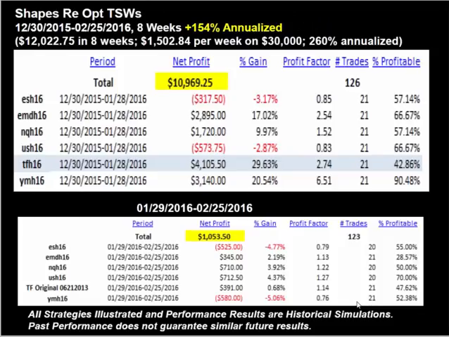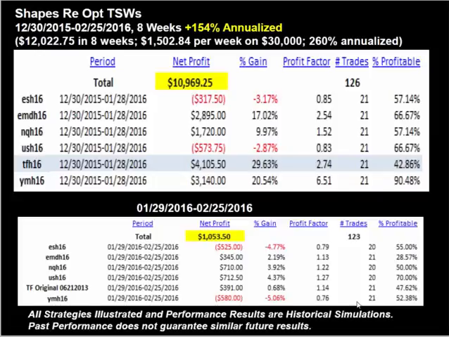Now, if you look at the shapes as a group, these are the ones we optimize monthly, with the exception of the Russell, which is one of the best shapes that we have, and I just keep it in there. But if you take a look at this, in January it was just stellar. It made 10,969 on those 6 markets, and in February it made 1,053, so not so good, but it did. But put them together, it makes $12,022 in 8 weeks.